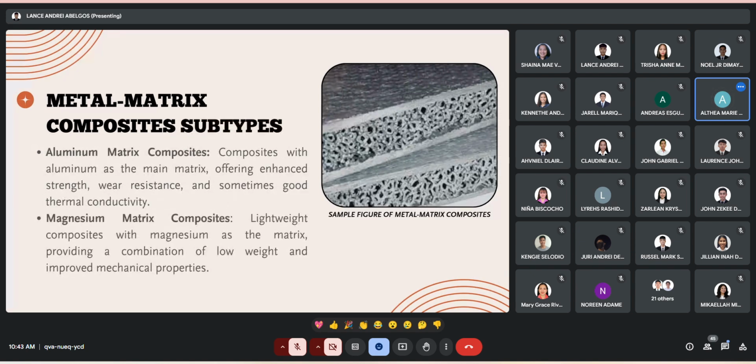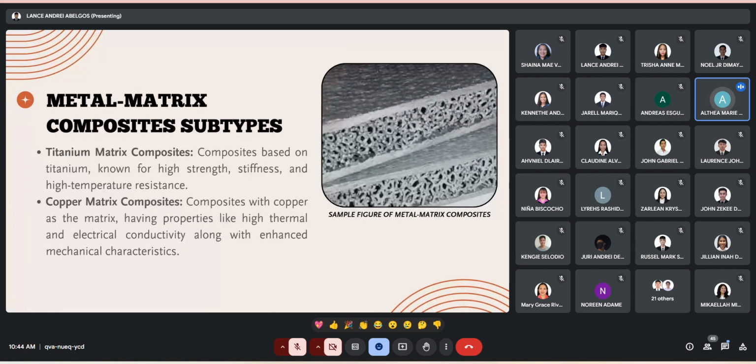Next slide, please. So these are the subtypes of metal matrix composites. First one is the aluminum matrix composites. Composites with aluminum as the main matrix, offering enhanced strength, wear resistance, and sometimes good thermal conductivity. Magnesium matrix composites. Lightweight composites with magnesium as the matrix, providing a combination of low weight and improved mechanical properties. Next slide, please.